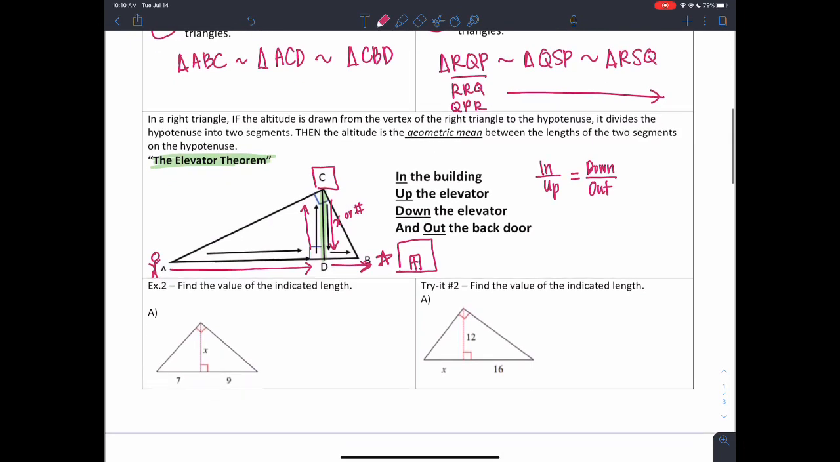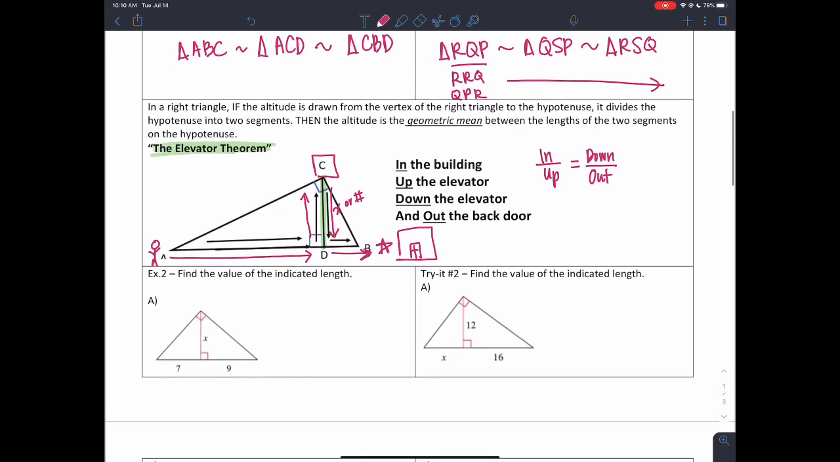Okay, so let's try to apply it to a problem. Let's try example 2. So we want to find the value of the indicated length. Well, here we have a right triangle, and we're also trying to find this altitude. Well, again, remember our altitude is the elevator, so we could use the elevator method.